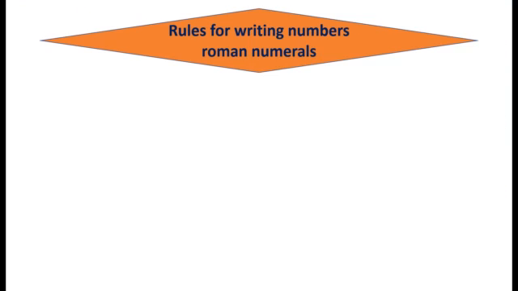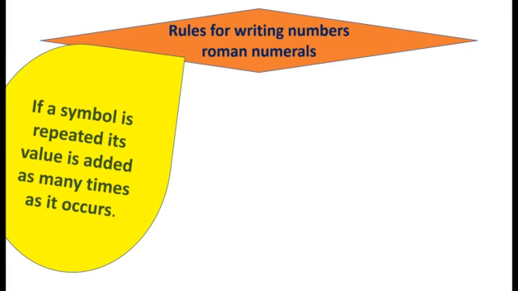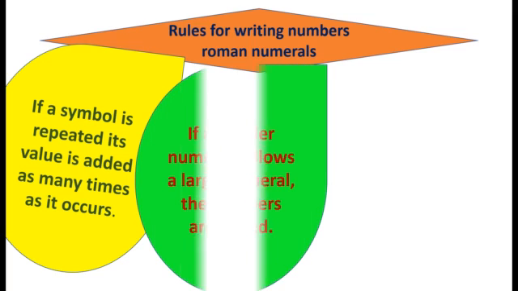Now children, we have to follow some rules for writing the numbers. For combining the alphabets, we have to follow some rules to form the Roman numerals. The first rule says if a symbol is repeated, its value is added as many times as it occurs. So that means whenever a symbol is repeated, we add its value.